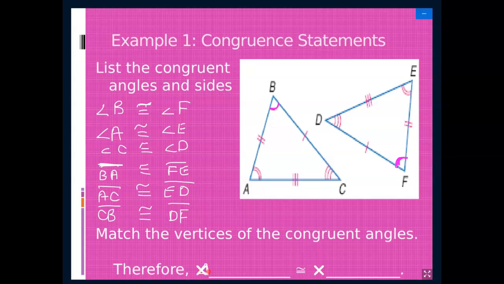Mine probably has a little bit of a typo here. That should be a triangle, not an X. So therefore, triangle, and again, I like to go 1, 2, 3. So it would be triangle BAC is congruent to triangle FED. And again, you've got to match the angle to the right angle. So I should be able to look at the triangle congruency statements and say, okay, angle B goes to F, good. C goes to D, good, etc.